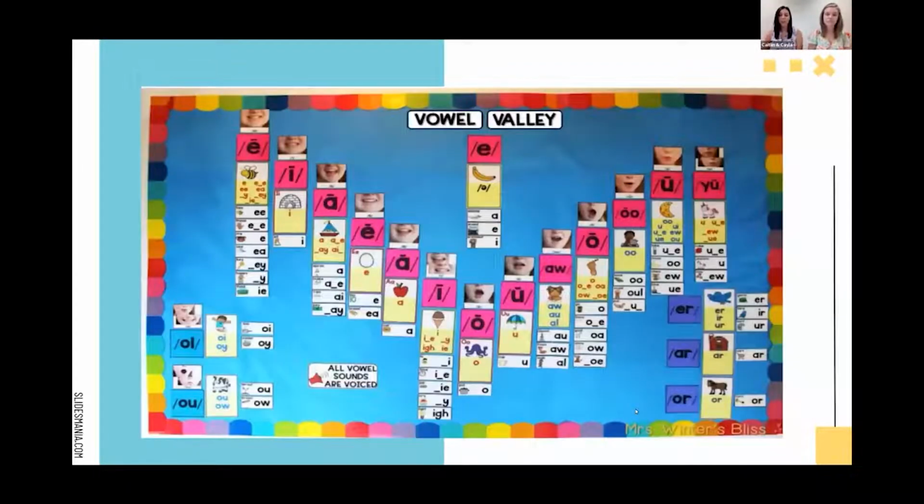So this is just an example of what the vowel valley would look like. Prior to that, we showed you the consonant, and this is an example of just all the vowels. In kindergarten, like she said, we don't have all the cards exposed. As we come across the sound spelling that is new, we will add it to the wall.